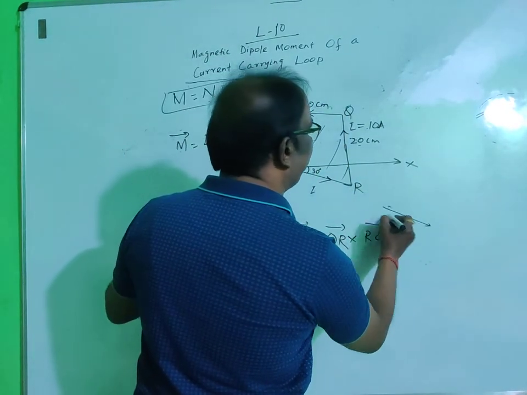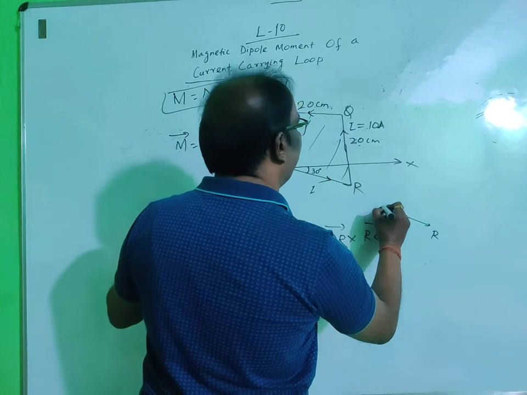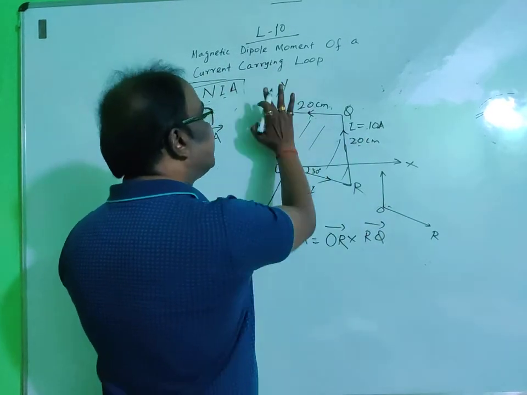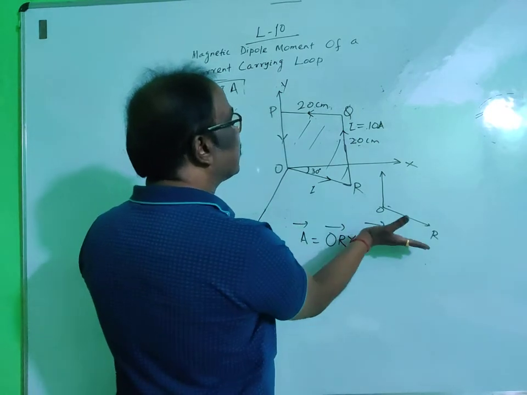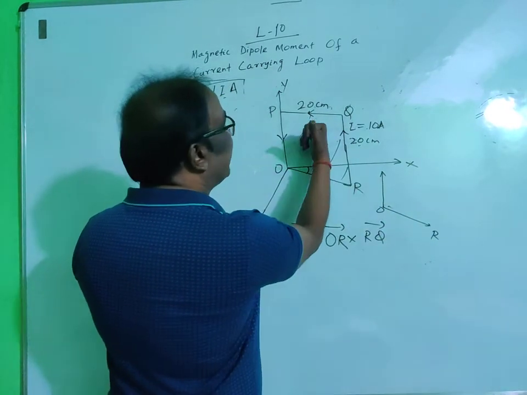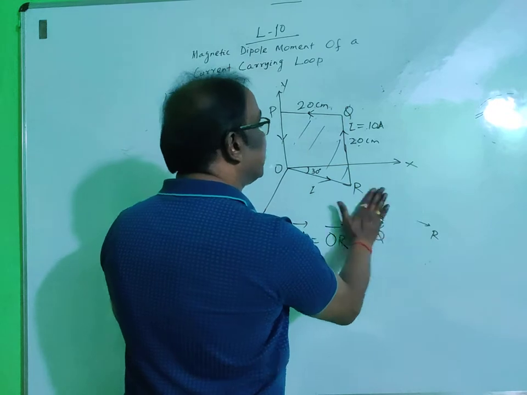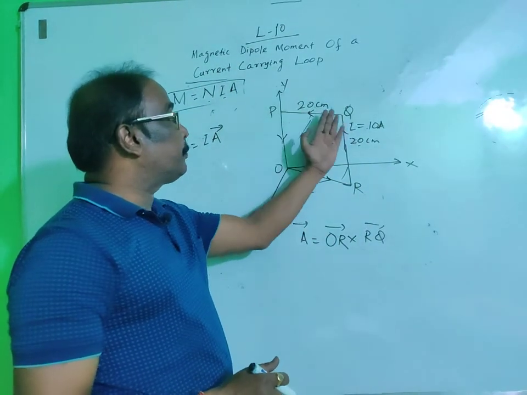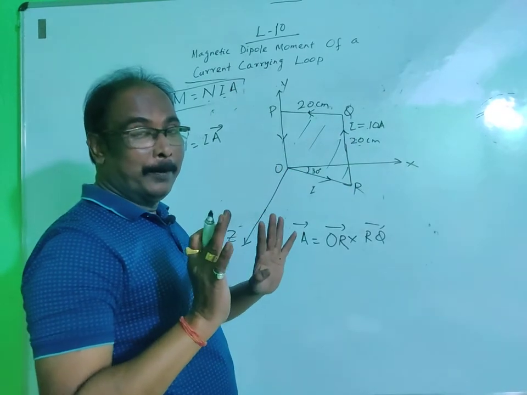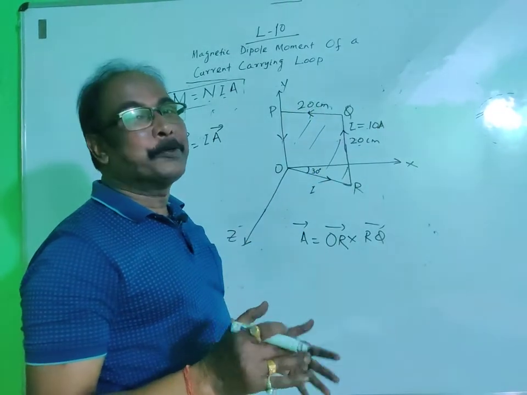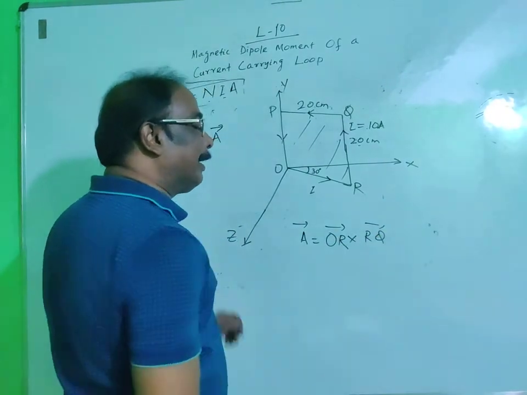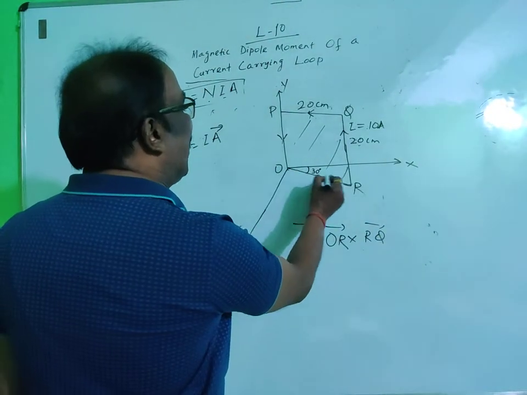This is OR. This is the direction of RQ, the same direction. Then OR cross RQ, the direction of area will be outward, perpendicular to the plane of the coil, not perpendicular to any one of the planes xy, yz or zx. So in vector form we take it like this.